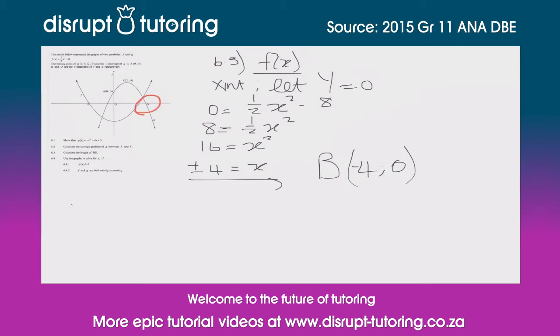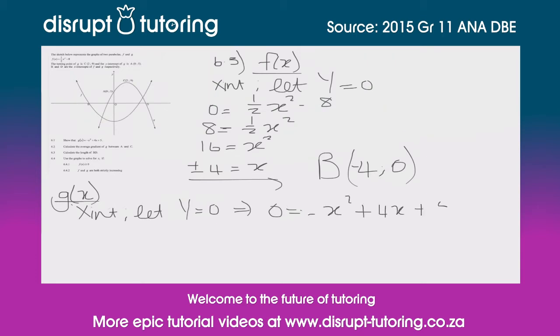Now we need to find D. So in order to find D, we're going to look at our g of x curve. So we're going to write g of x. And in order to find the x-intercept, we are going to let y equal 0. I'm going to do it to the right just to give myself some space. So we have been given the g of x curve over there. So it's going to equal 0 is equal to negative x squared, apologies, let me rewrite that neatly. So it's going to be negative x squared plus 4x plus 5.